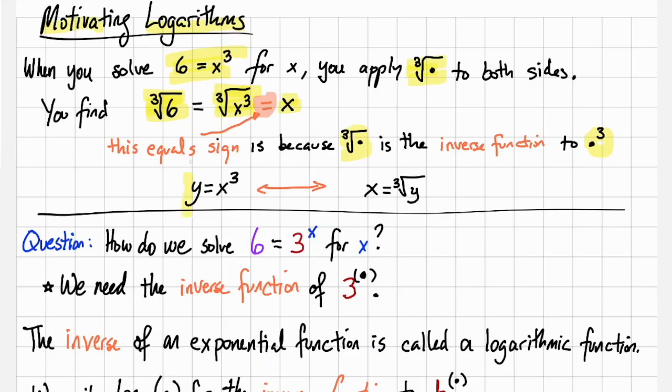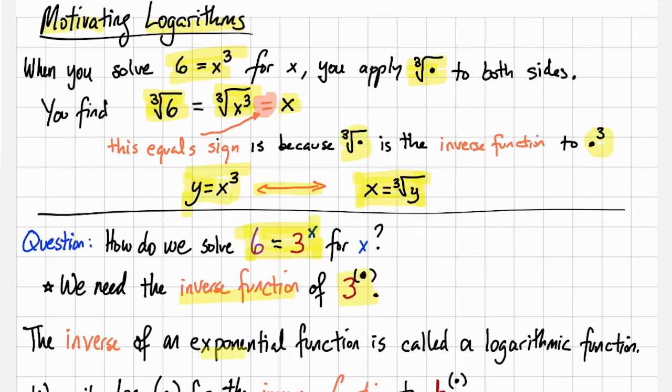That is, writing down y is equal to x cubed is equivalent to writing down x is equal to the cube root of y. But now what happens if we have an equation like 6 is equal to 3 to the x? How do we solve that for x? To use the same technique as above, we need the inverse function for the exponential function 3 to a power, and that's where the logarithm comes in.